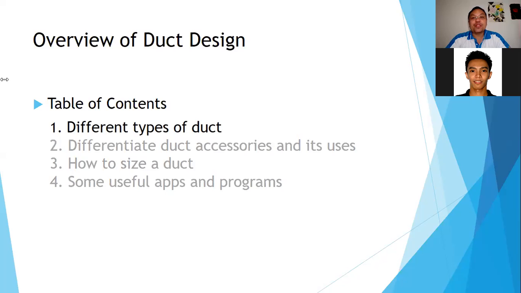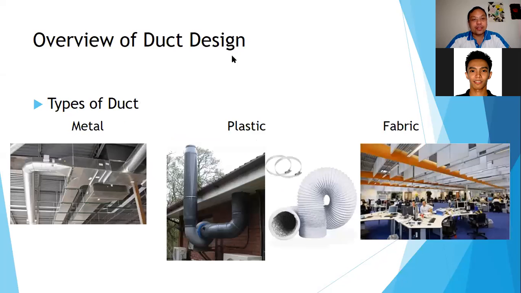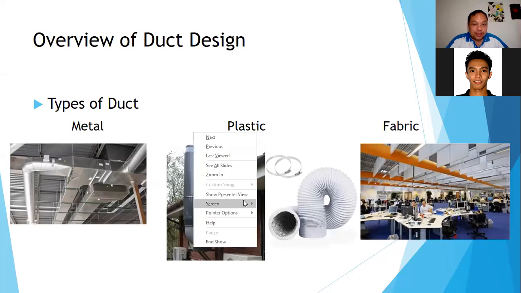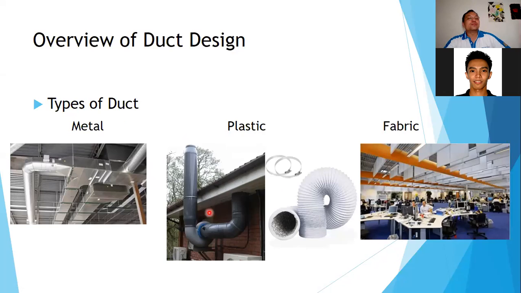First is the different types of duct. All right, there are different types of ducting. The first type, the one that we commonly see, are the metal type or the metal sheet, GI ductings. This is the most common and most widely known used ducting system. However, there are also different types of ducting aside from the GI sheet or metal system.